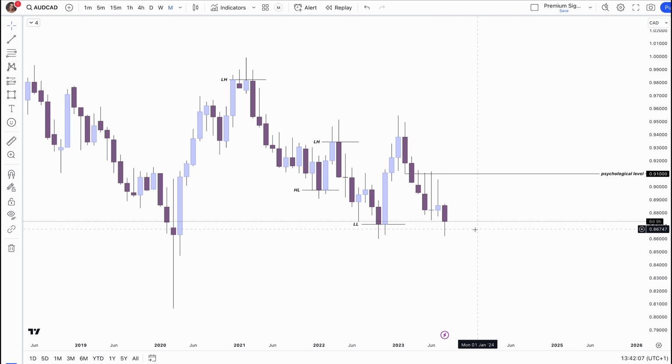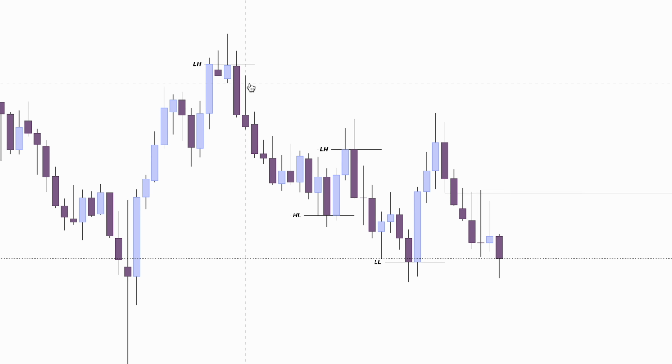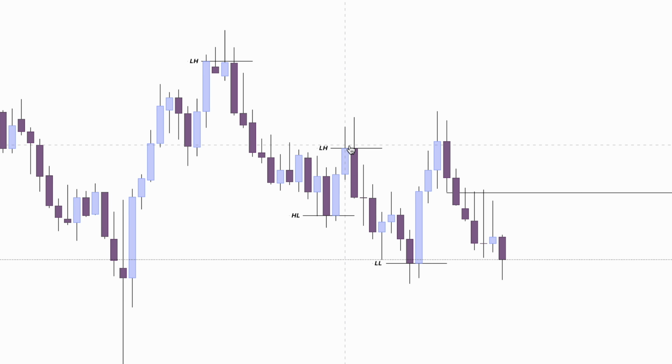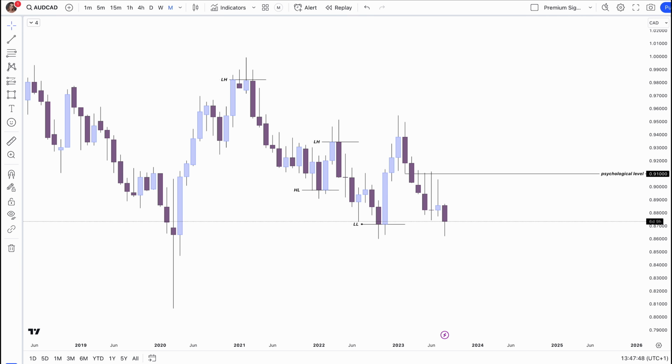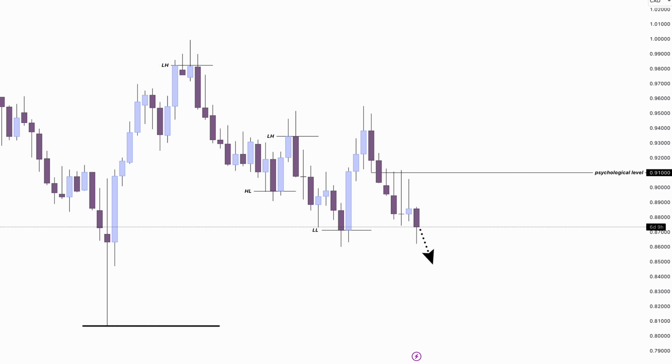We are currently observing a clear downward structure because we notice patterns of lower highs followed by higher lows, and then again lower highs, and now we have a lower low. At the moment the price is hanging around the same level as the previous low, and in this position we can expect only two scenarios: a further decline if the price closes lower than the previous one, or it will bounce off this zone, potentially initiating a higher time frame bullish reversal.